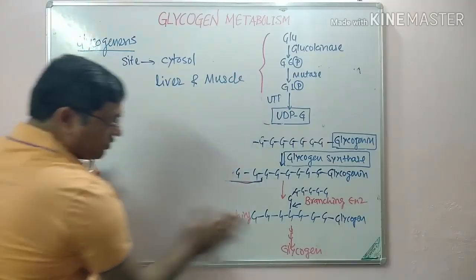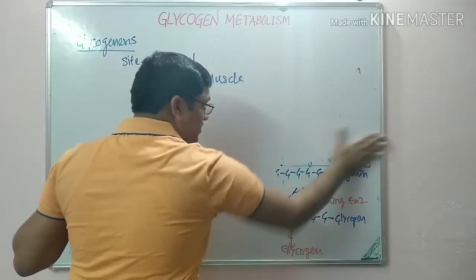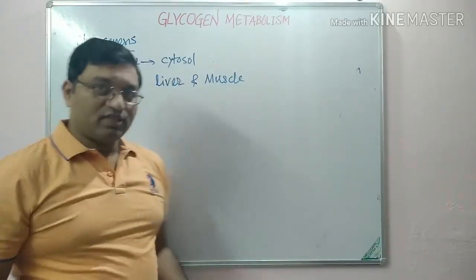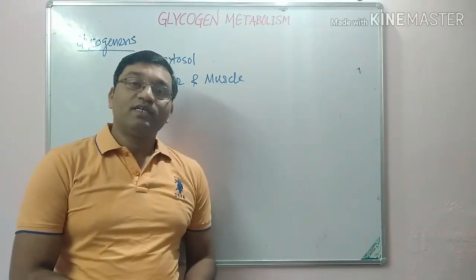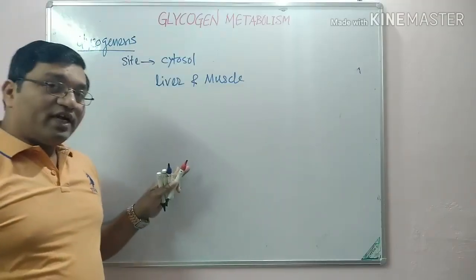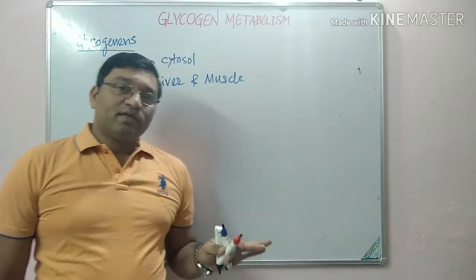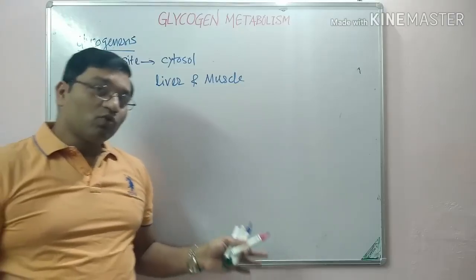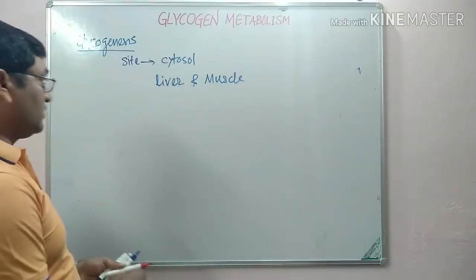The site for glycogenolysis is the cytosol, in the liver and muscle. The difference is that in the liver, the end product of glycogenolysis is glucose, and liver glycogenolysis will provide the glucose molecule in between the meals. After 12 to 18 hours of the meal, this glycogen store gets depleted. Then the body will form glucose by gluconeogenesis after 12 to 18 hours of fasting.